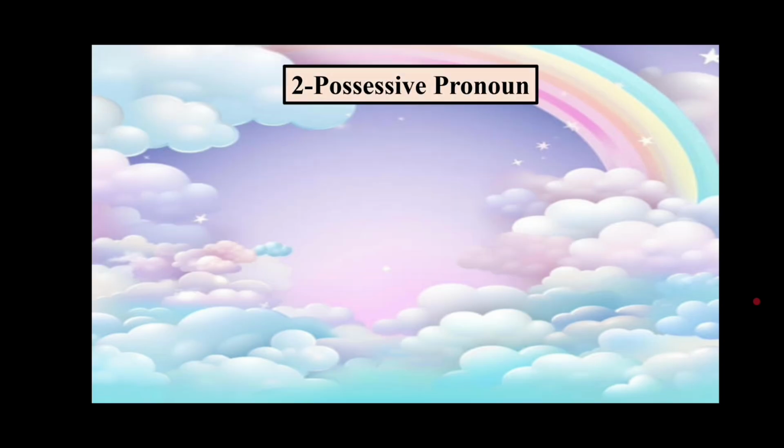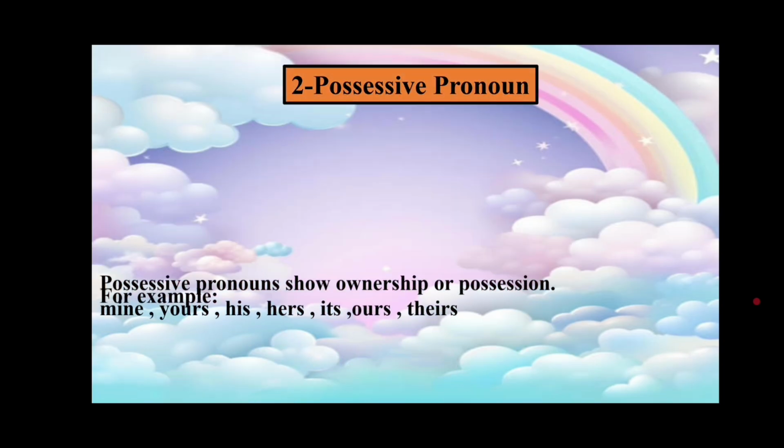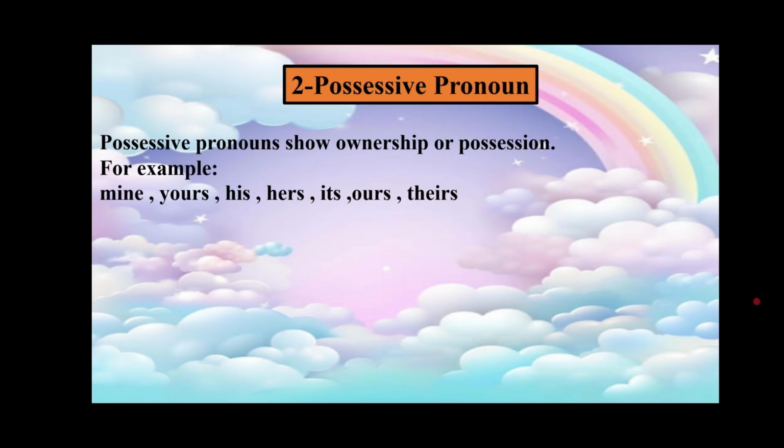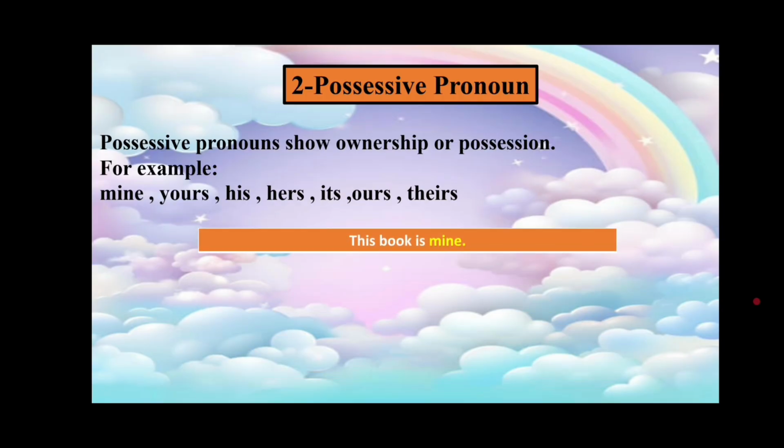Now we will learn possessive pronoun. Possessive pronouns show ownership or possession. For example, mine, yours, his, hers, its, ours, theirs. Now we will learn through sentences. How do we use them? This book is mine. Here you can see mine is possessive pronoun. It shows ownership.